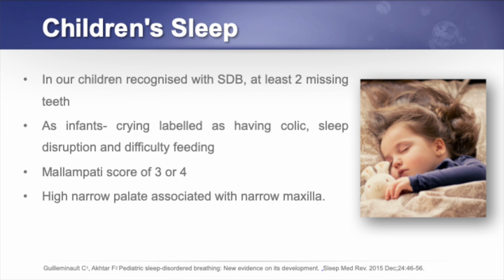But as infants, they were crying, labeled as having colic. They had sleep disruption and they had difficulty feeding. Their Mallampati score was quite high, of 3 or 4, and they had a high narrow palate associated with a narrow maxilla. A high narrow palate and narrow maxilla means that there's not enough room for the tongue on the roof of the mouth. Rapid maxillary expansion, light wire appliances, functional appliances are a fundamental requirement if we are to help prevent obstructive sleep apnea later in life.